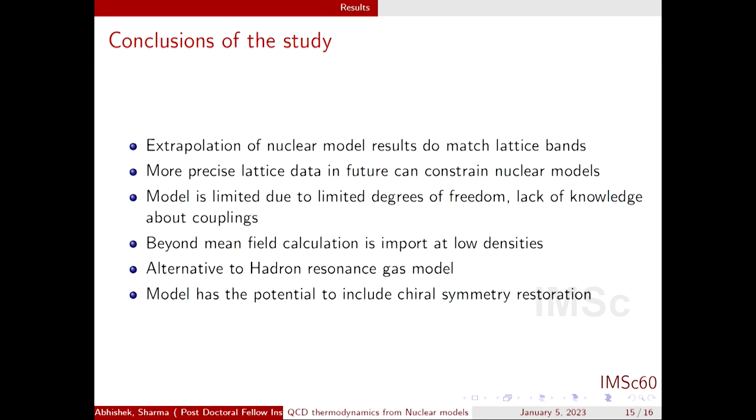At low densities, the repulsive interactions rapidly go to 0. So the mean field first order result is 0, and it is important that at low densities we have a beyond mean field calculation. By combining hadron resonance gas and inputs from the nuclear model, one can perhaps build a more universal hadronic model which works both at high and low densities. And the way these models are written, they can in principle be modified to include chiral symmetry, and one can then directly study the critical endpoint within the model.